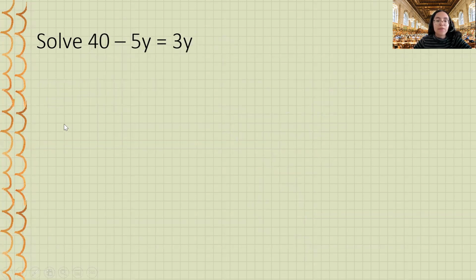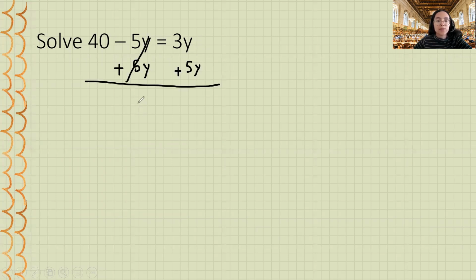So here we have 40 minus 5y is equal to 3y. And if you notice, we have a variable and a coefficient here, and a variable and a coefficient here. Now you can do this one of two ways. You can move the negative 5y to the right-hand side, or you can move the 40 over and then move the 3y, whichever one you would like. I'm actually going to move the 5y to the right-hand side. So I am going to add 5y to both sides.